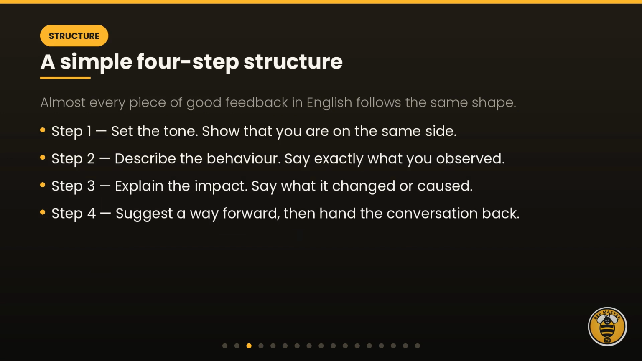Almost every piece of good feedback in English follows the same shape. Step 1. Set the tone and show that you are on the same side. Step 2. Describe the behavior. Say exactly what you observed. Step 3. Explain the impact. Say what it changed or what it caused. And Step 4. Suggest a way forward. Then hand the conversation back to the other person.